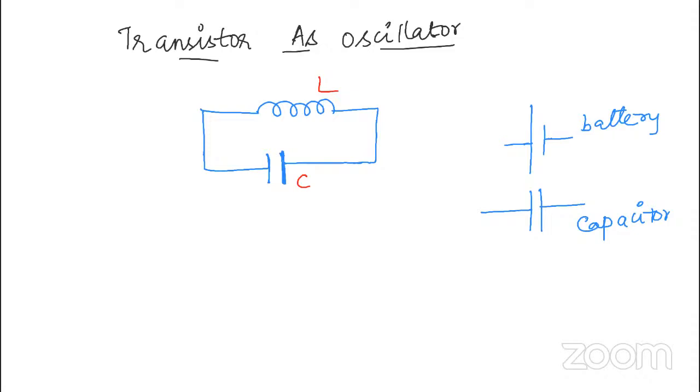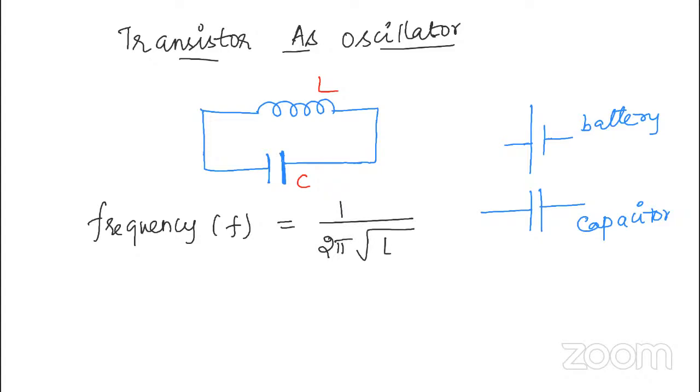Okay, so let us see what the formula is to calculate the frequency. So frequency f is equal to 1 divided by 2 pi into square root of LC. So this is the formula for calculating frequency.